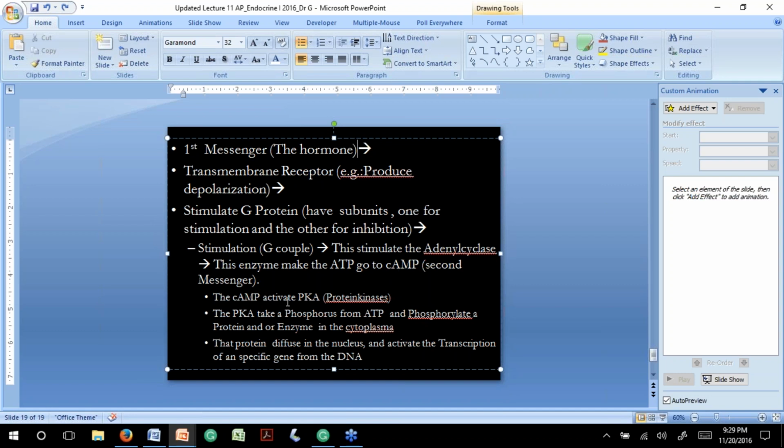The cAMP second messenger activates another protein in the cytoplasm of the cell called PKA, or protein kinase A. This activation makes the PKA take a phosphate from one ATP to phosphorylate another protein, an enzyme in the cytoplasm. That protein diffuses into the nucleus and then activates the transcription of a specific gene from the DNA. Okay, that is about it. We did it in 1 hour, that's good.